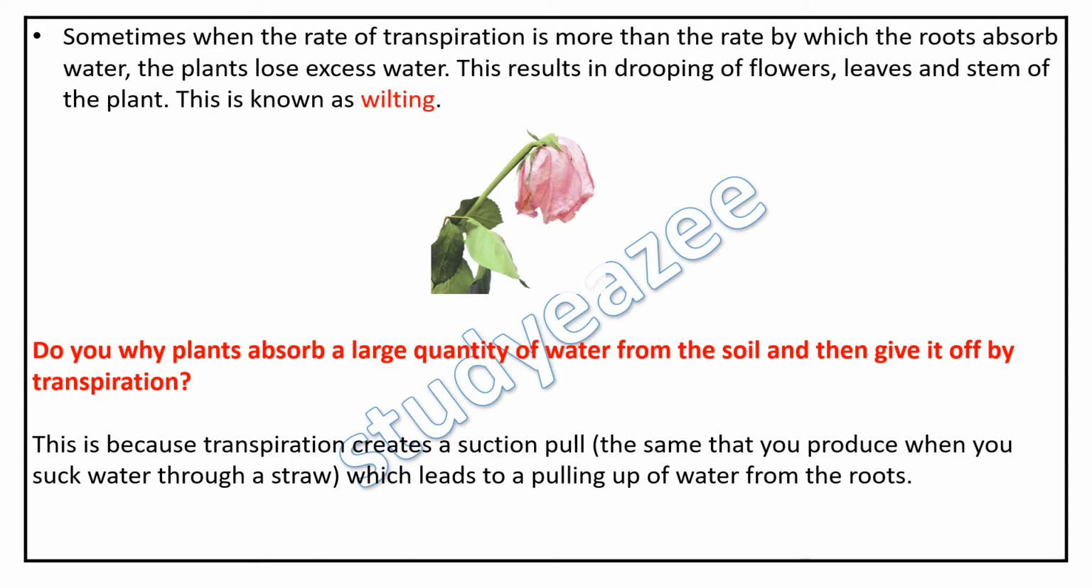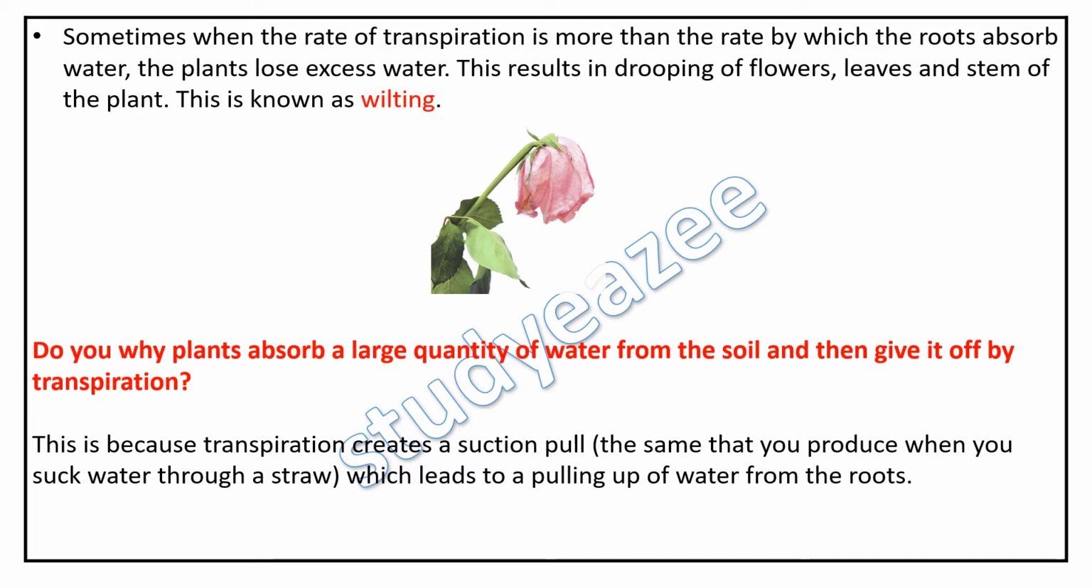Sometimes when the rate of transpiration is more than the rate by which the roots absorb water, the plants lose excess water. This results in drooping of flowers, leaves and stem of the plant. This is known as wilting.